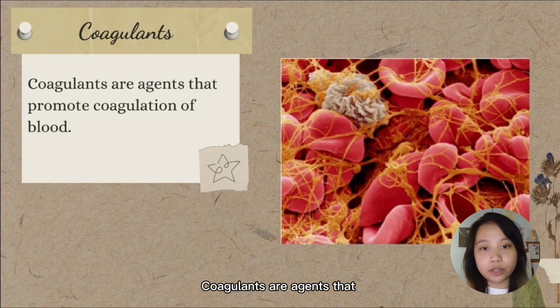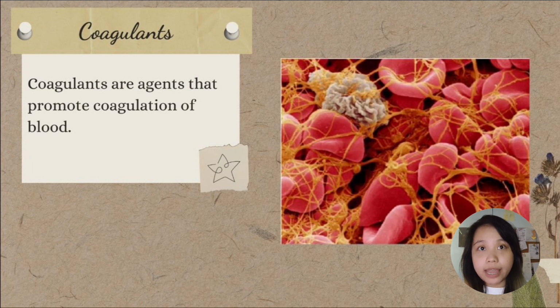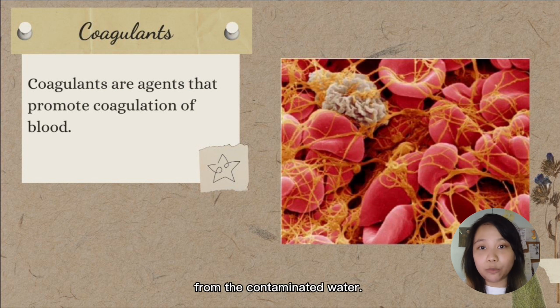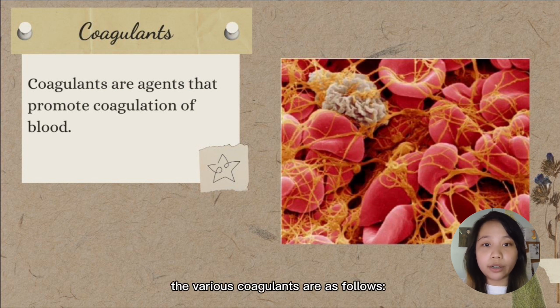So coagulants. Coagulants are agents that help promote the coagulation of blood. This means that they are substances that help particles in liquid to curdle and clot together and are mainly used to remove colloidal impurities, suspended particles such as bacteria, clay, silts, and organic material from the contaminated water. The various coagulants are as follows.